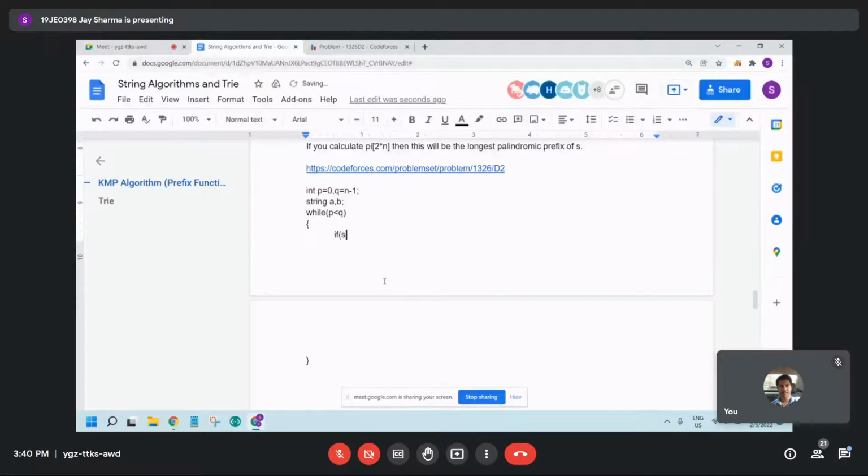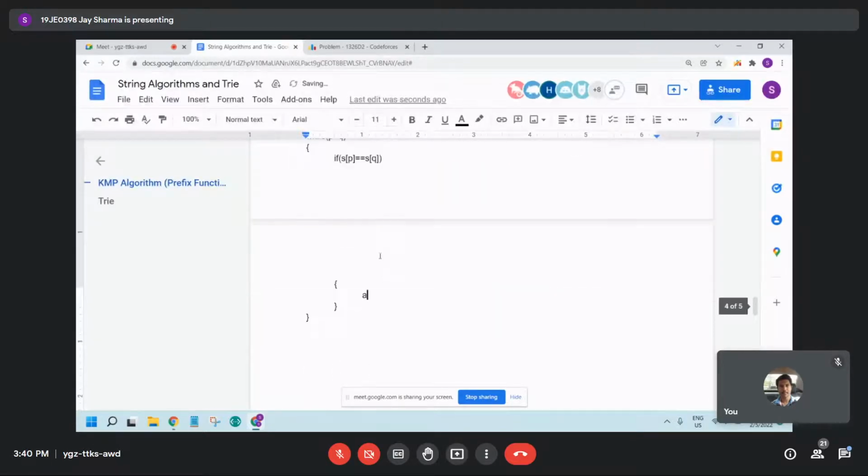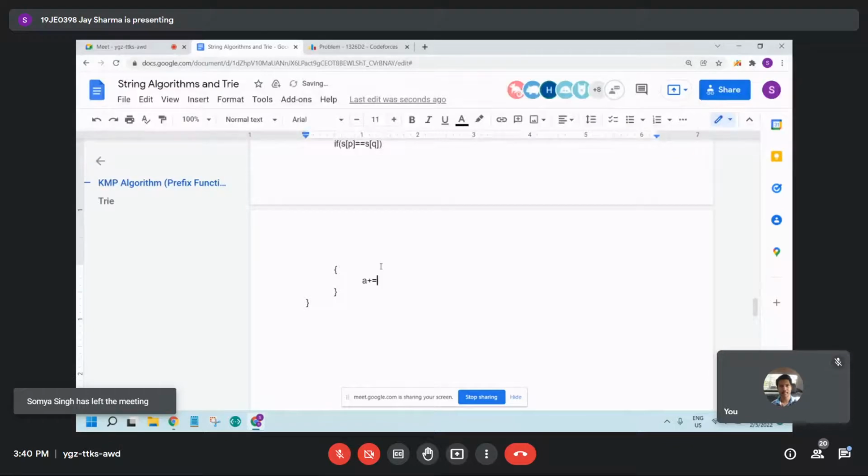So if s of p equals s of q, then what we are going to do is add this to a. The p one we will add in a, and the q one we will add in b.